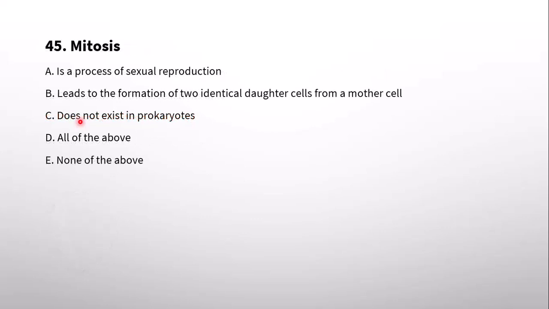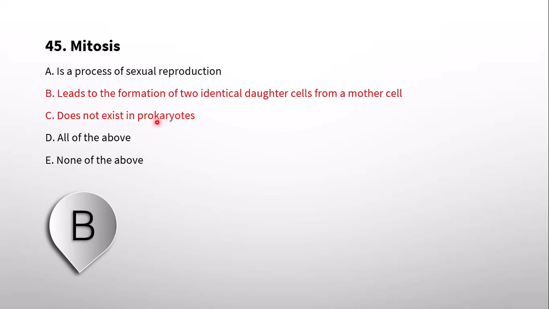45. Mitosis, process of sexual reproduction. No. Leads to the formation of 2 identical daughter cells from a mother cell. No. Does not exist in prokaryotes. B says, sorry, I really did not read it well, leads to the formation of 2 identical daughter cells from a mother cell. Yes. C says does not exist in prokaryotes. Yeah, I think so. Mitosis does not exist in prokaryotes. But we chose B for the sake of choosing it.